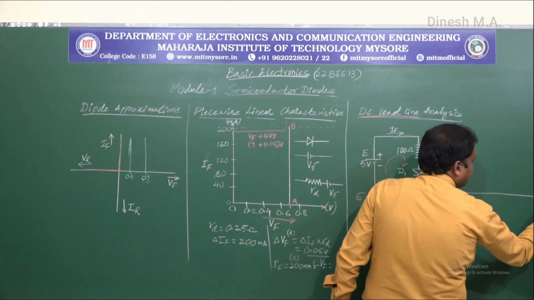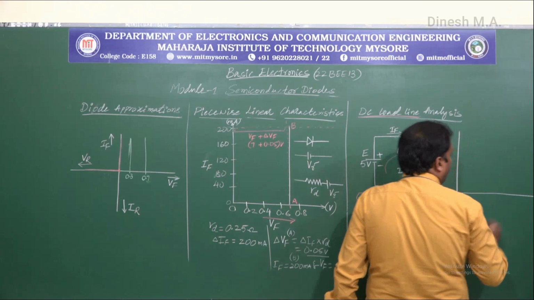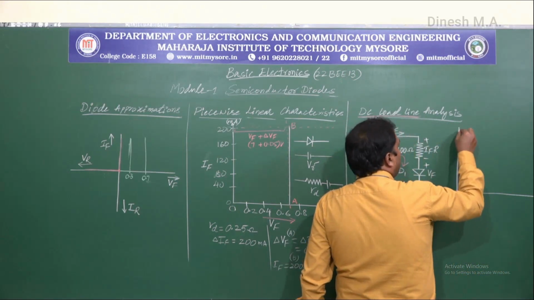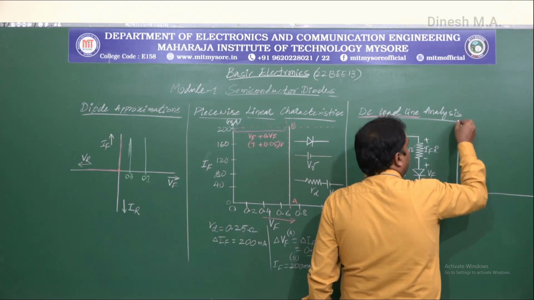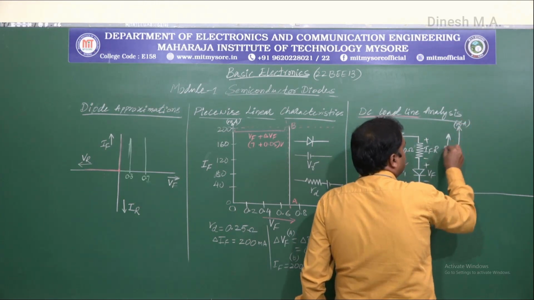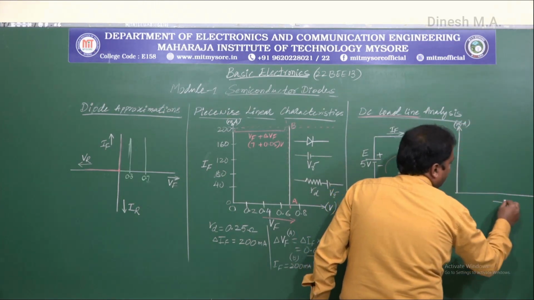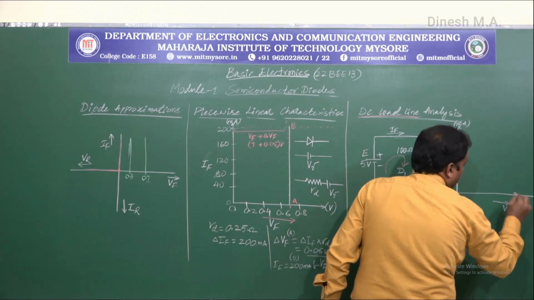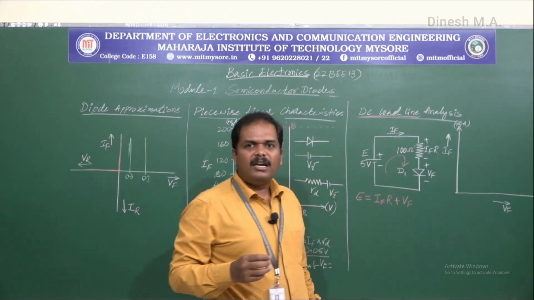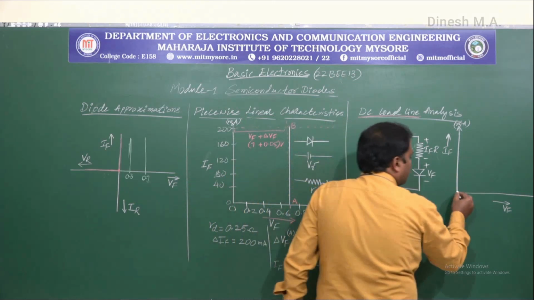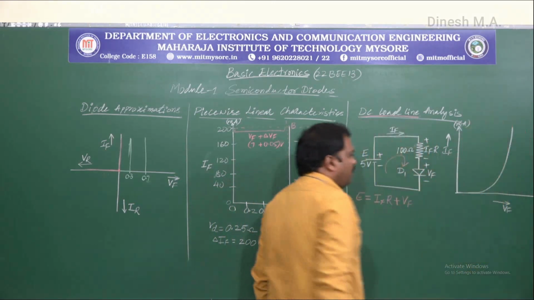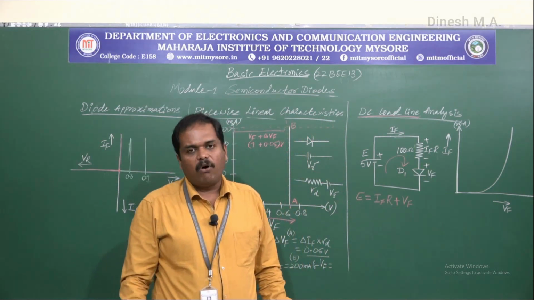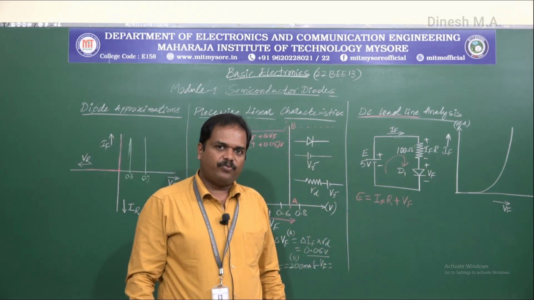So this x-axis indicates voltage V and the y-axis indicates the current in milliamperes. So let us say this is IF and let us say this is VF, and let us consider this as the diode's forward characteristics, right?